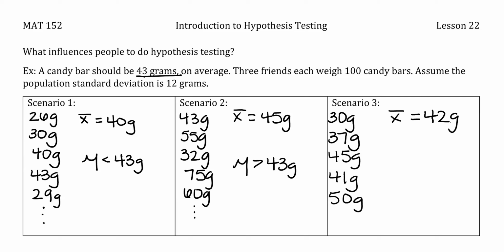But I don't want to say that I think the population mean is necessarily less than 43. I just know that I don't think it is 43. So I just think the population mean is not equal to 43. So we have three different scenarios. One person thinks it's less than, one person thinks it's greater than, and one person just thinks it is not 43. And so we are going to go through three separate hypothesis tests, testing each of these three hypotheses.